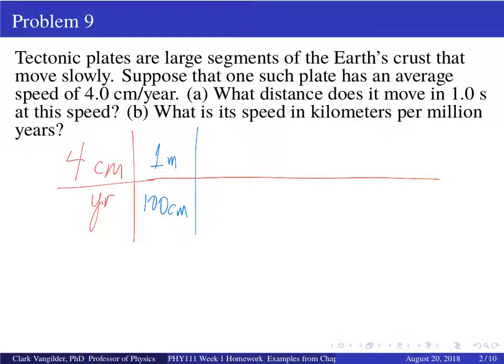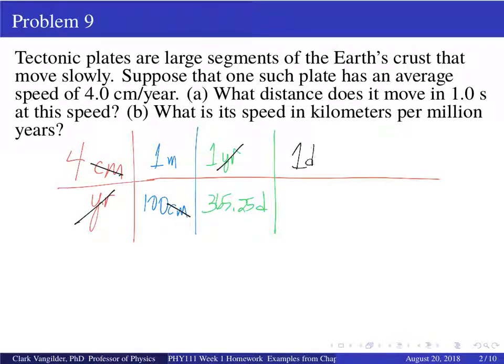And I know that every 1 year, that's up in the numerator, and I've got year in the denominator, that's going to have 365.25 days in it. So right off the bat, my centimeters are going to drop out, my years are going to drop out, and I'm going to have meters per day.